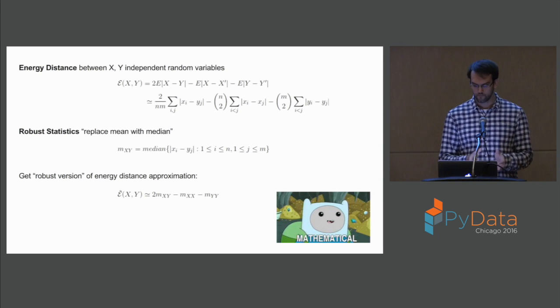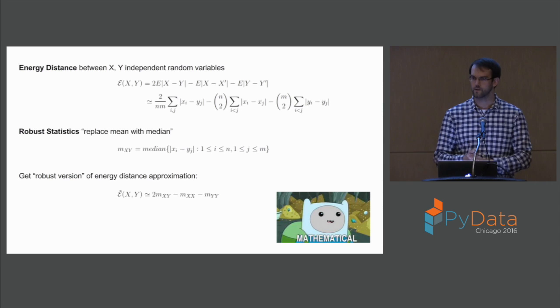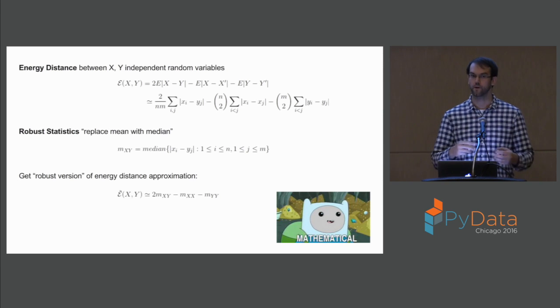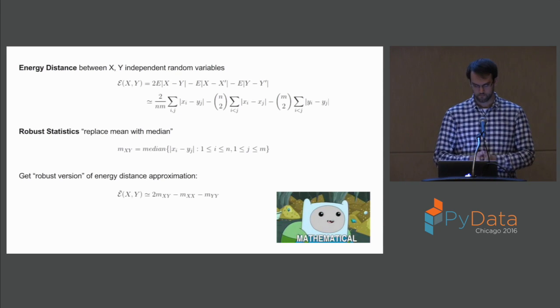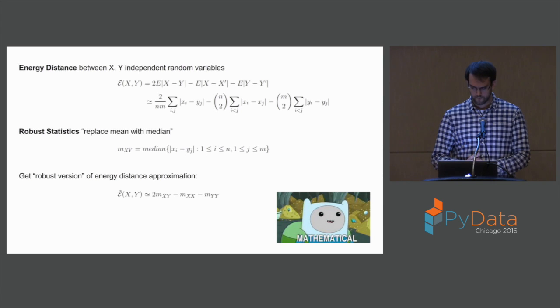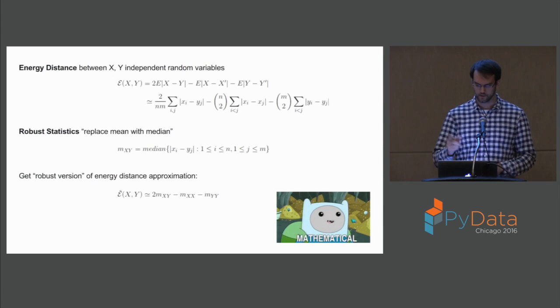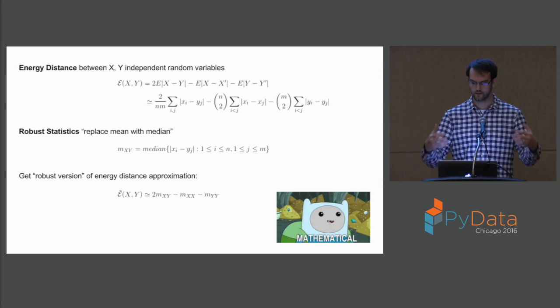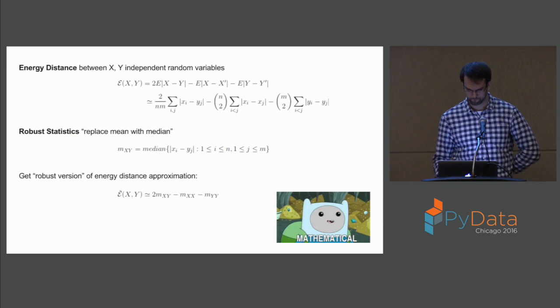The word distance is in there because it is supposed to be thought of as a distance between the two random variables. So kind of the usual way you think of distance: a bigger number means they're further apart, and a smaller number means they're closer together. So this E tilde of xy is our new robust version of energy distance between random variables.